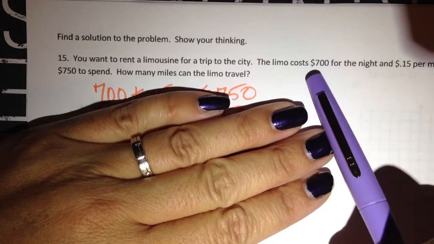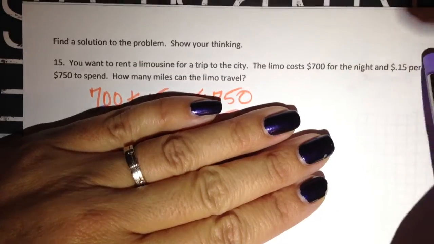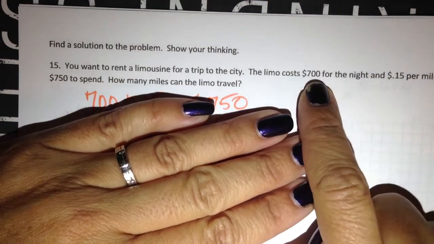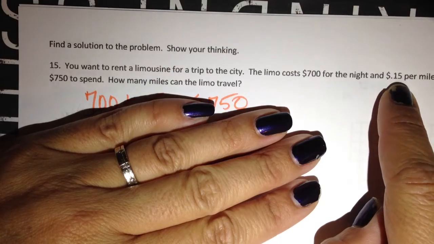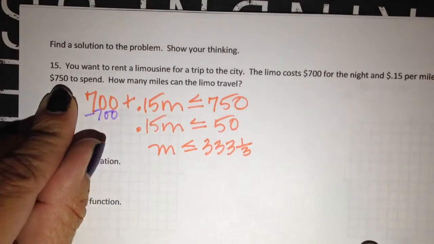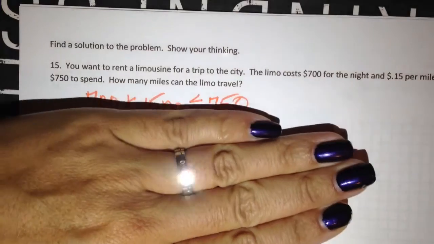You want to rent a limousine for a trip to the city. The limo costs $700 for the night and 15 cents a mile. So you know right out of the gate that you have to put up your $700, and then you've got an issue about how far. $750 is your maximum. So I started out by setting up an inequality.